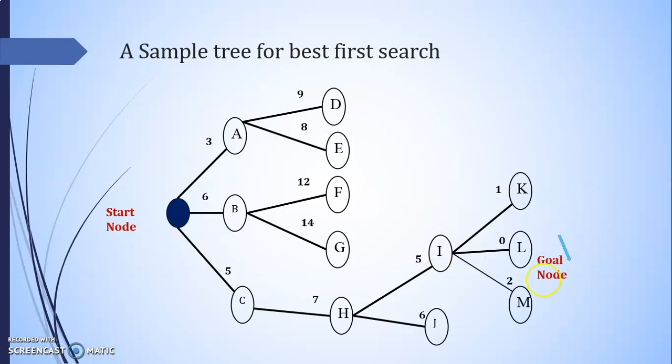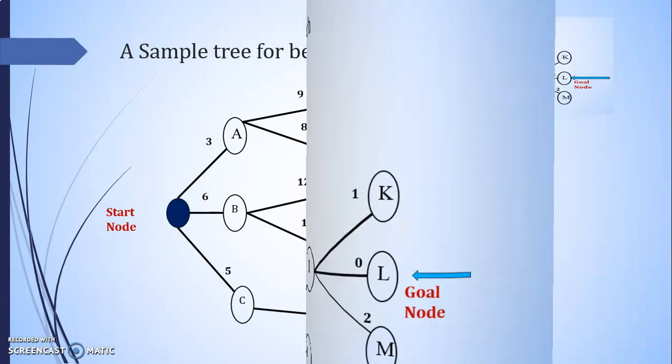Okay, so this is our goal node. Actually L is our goal node. So we need to find the solution from the start node to reach the goal node with minimum cost. So what is our aim? Reaching the goal node with minimum cost. So let's see the solution of this problem with best first search.